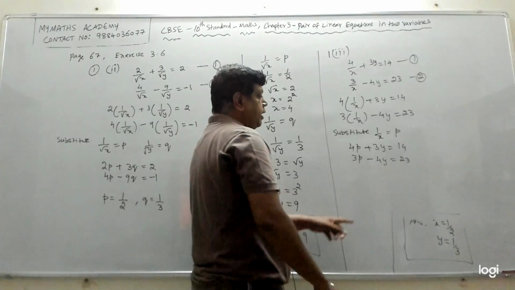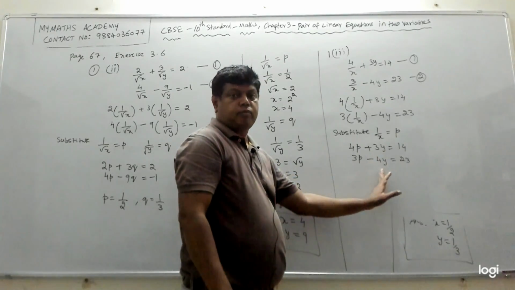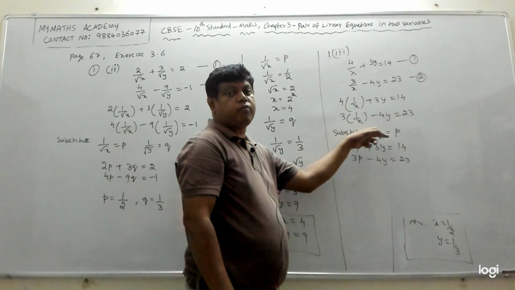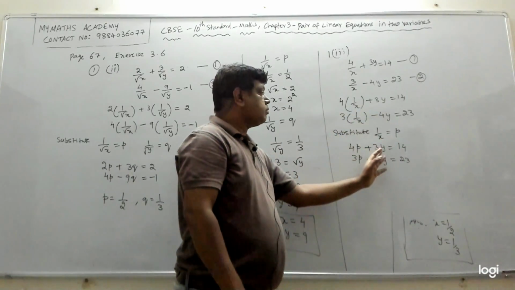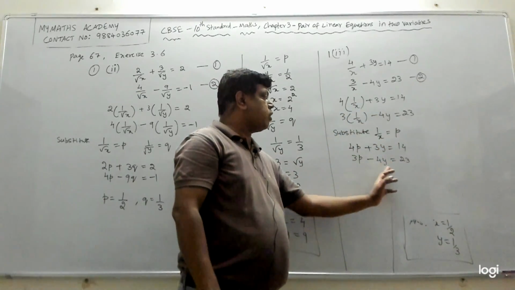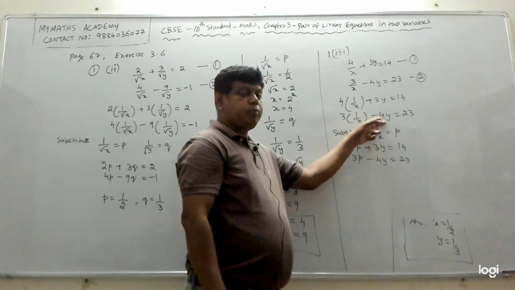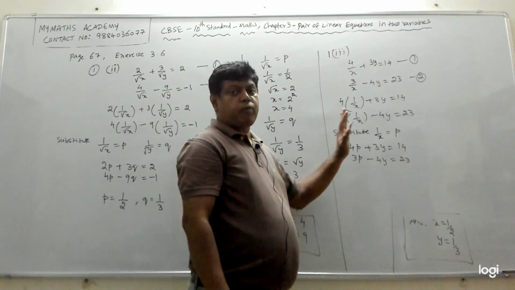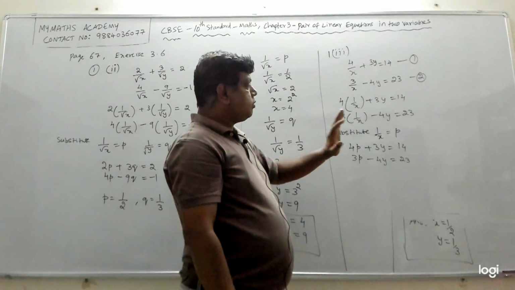So we are not making any substitution for y, because there is no 1 by y. If there was a 1 by y, then we would have put 1 by y as q, and then we would have written this as 3q and 4q. Since there was no 1 by y, it was just y, we did not make any substitution for it.